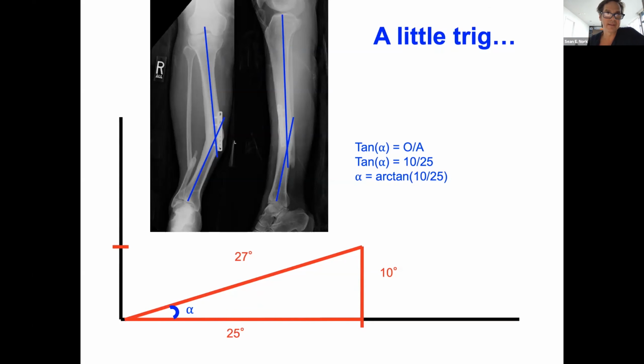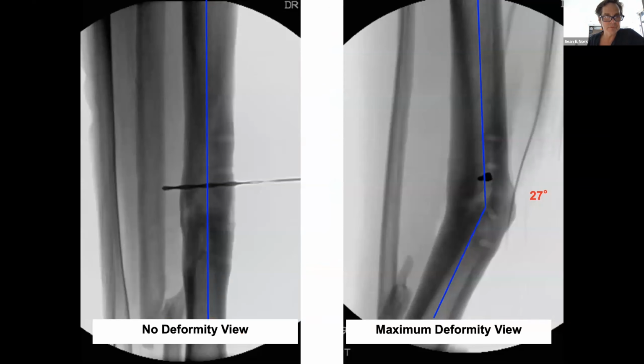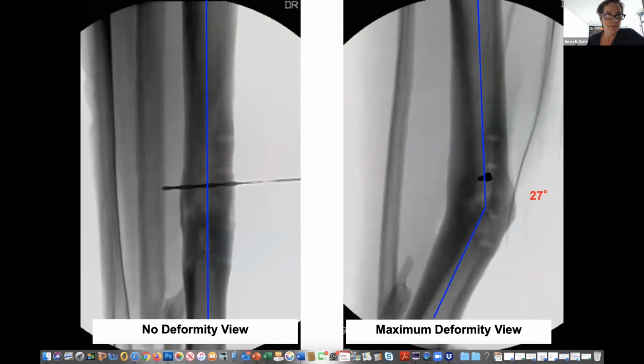And this is on everyone's iPhone. If you just go to your calculator, and if you turn your iPhone sideways, you'll be able to do tangents and arctangents. And we quickly find that angle alpha is 22 degrees. So if you rotate the limb from the coronal plane 22 degrees, you will find the maximum deformity view for that leg. And 90 degrees to that will be a no deformity view. So this leg in the operating room looks like this. So on the left, I think you can see this, the no deformity view, where it is perfectly straight, and on the right, you can see the maximum deformity view at 27 degrees.